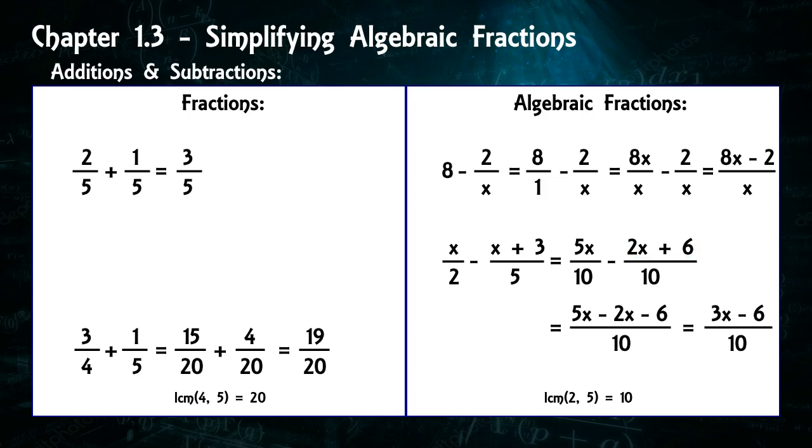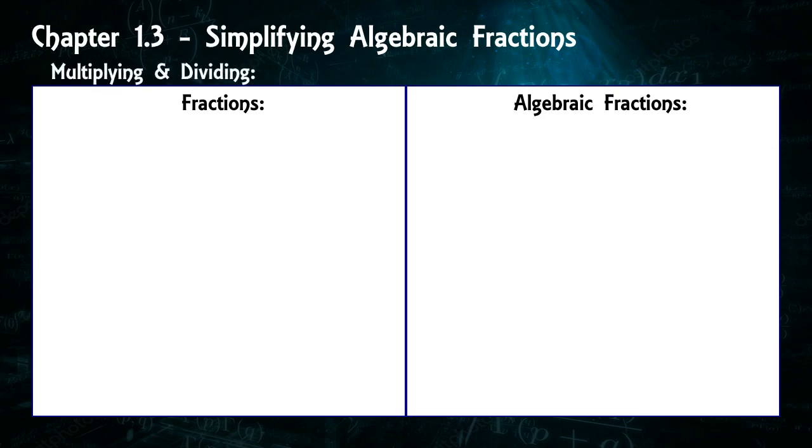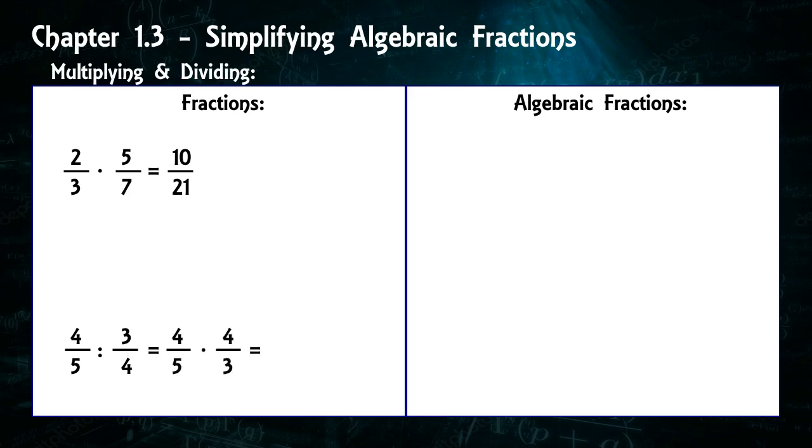For the final part of this paragraph, something easier, multiplying and dividing. Quick recap. 2 over 3 times 5 over 7 becomes 10 over 21. We just multiply the numerators and the denominators. And to solve 4 over 5 divided by 3 over 4, we multiply with the second fraction's reciprocal. So we get 4 over 5 times 4 over 3, which turns into 16 over 15, which again can be simplified into 1 over 15. For letters, it's just the same.